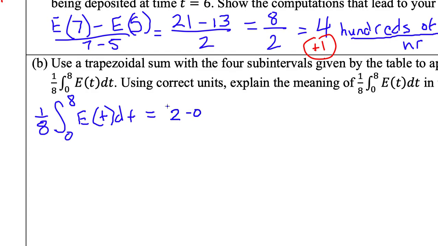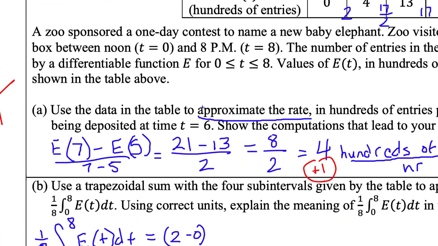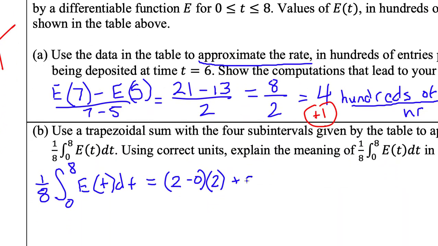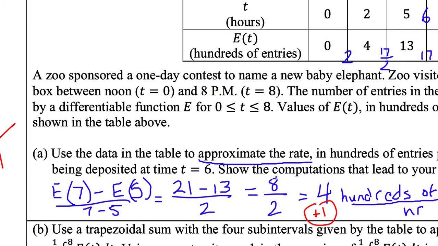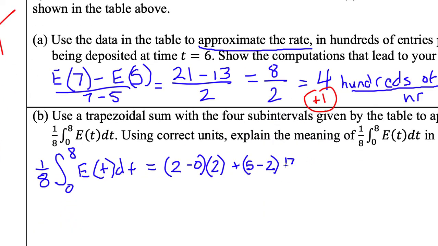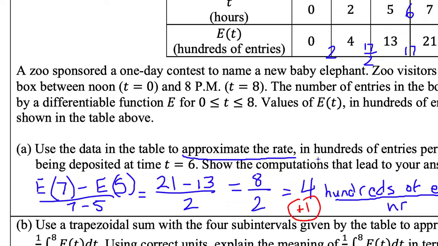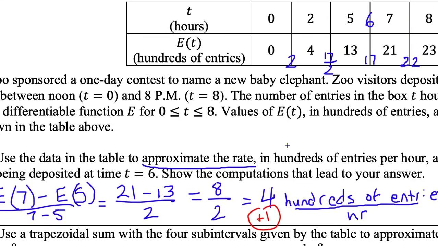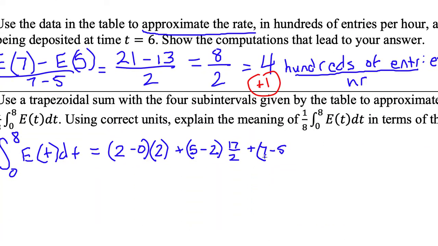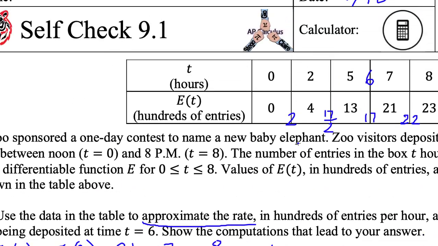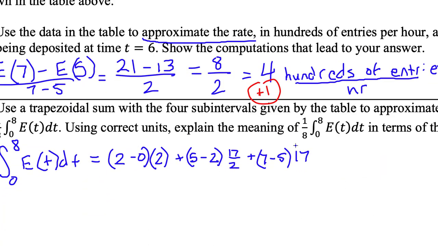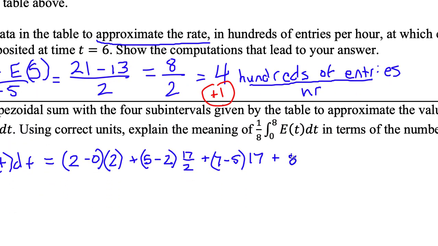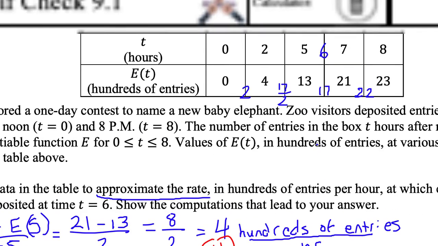So 2 minus 0 times the average of 2. And then I'm going to add 5 minus 2 times the average, which is 17 over 2. Plus the next one is 7 minus 5, and the average between 7 and 5 is 17. What's going on there? That's wrong. I'm sorry. And then plus 8 minus 7, which is just 1, and then times 22.